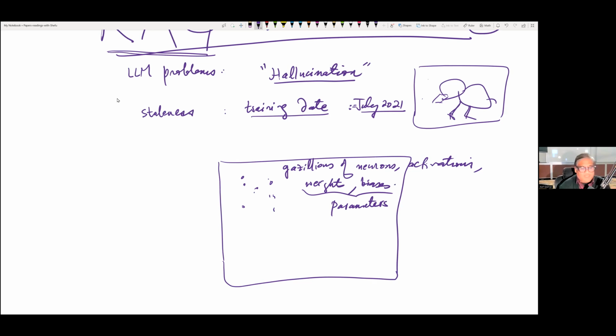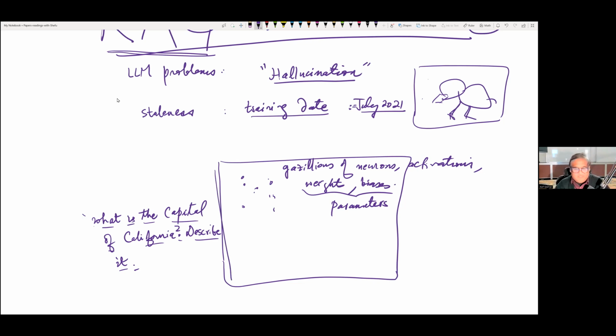At the end of all of that, suppose you give it a sequence of words, you give it a question: what is the capital of California? Describe it. This is a text. This is just tokens as far as this machine is concerned, and this final token. It all goes into this giant machine at inference time when you give it a question.